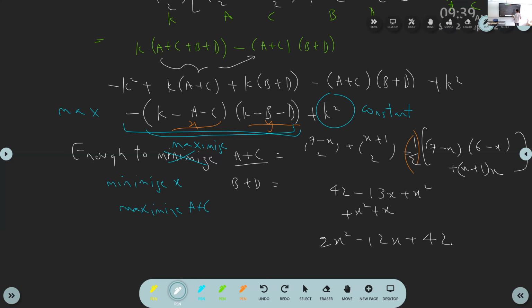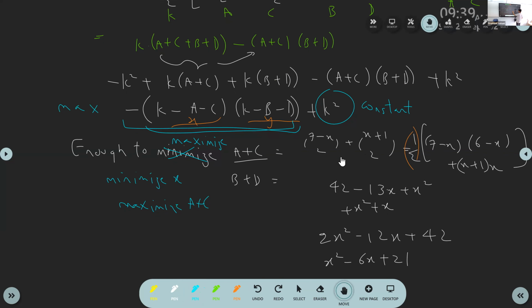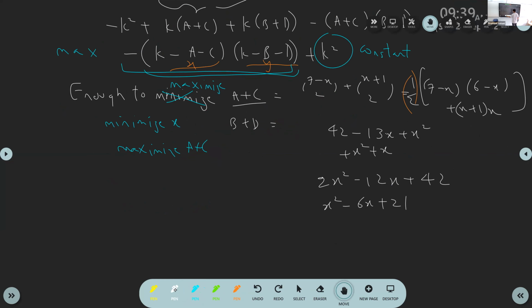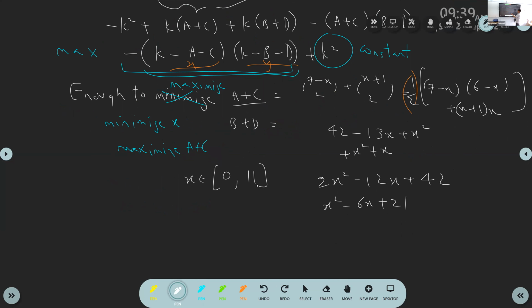Again, that 2 and 2 will cancel, which is very nice. Okay. And so, what will be the graph of this like? Where will the minima or maxima lie? And note that we are going to constrain x to the range 0 to 11. So, we only care about this region, 0 to 11.